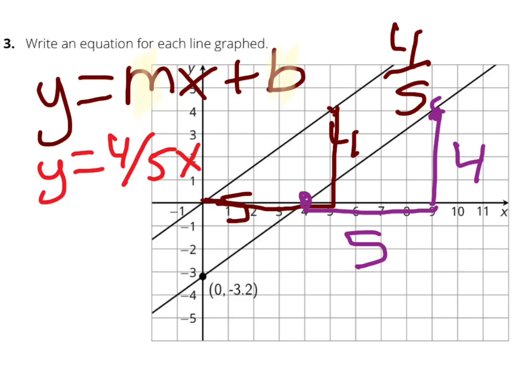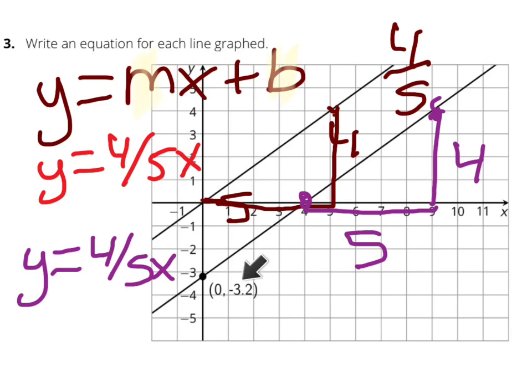Just as I expected, because these looked like parallel lines, they are parallel lines because they have the same slope. And the equation this time is y equals 4/5 x. And then I have the slope, that's right here, the m. I use the slope triangle for that. I need the y-intercept, and it shows me down here that it's crossing at 0, negative 3.2. So then minus 3.2 is the rest of the equation.